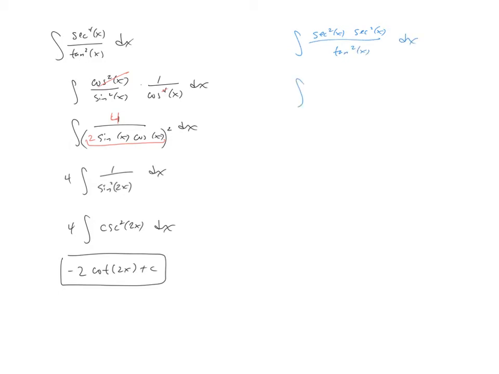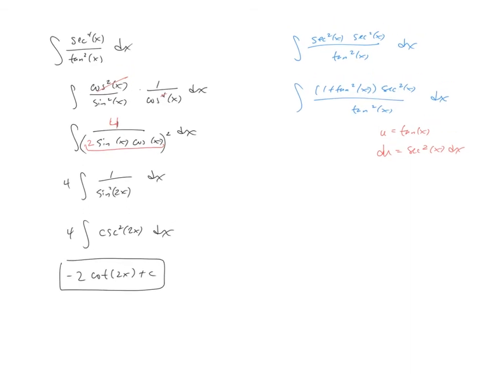And then for one of these, I'm going to use our Pythagorean identity. So that's going to be the integral of 1 plus tangent squared x times secant squared x all over tangent squared x dx. Now, having done this, this is going to give me an opportunity for a u sub. If I let u equal tangent of x, then the du is going to be secant squared of x dx.